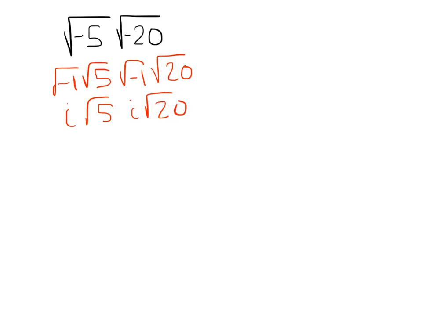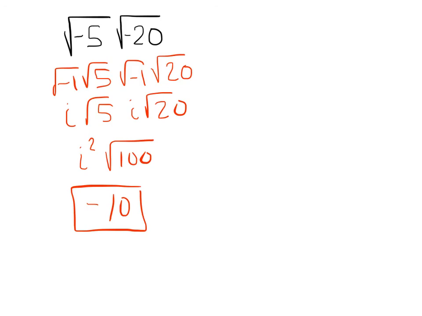Now multiplication is associative and commutative. I can put these numbers in any order. It's all multiplication. So I'm going to multiply i squared, and I'm going to multiply 5 and 20 to get 100. i squared is negative 1, and the square root of 100 is 10, so my answer to that is negative 10.